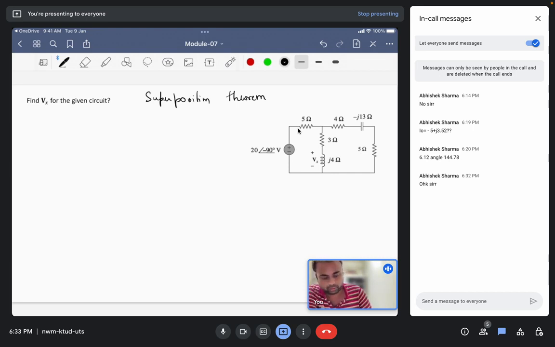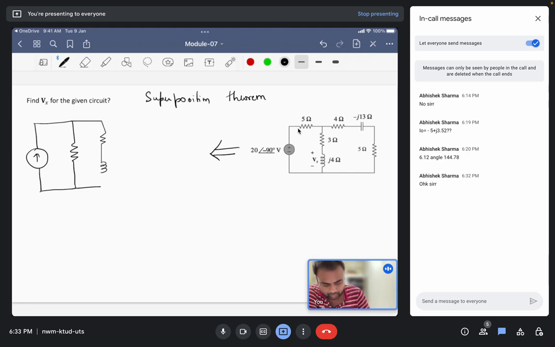So I will draw the equivalent circuit. So we'll have a current source here and the resistance will come in parallel and the rest of the circuit will remain same. So this, and there is an inductor, then there is a 4 ohm resistor or capacitor, and finally again 5 ohm minus J13 ohm, 4 ohm, 3 ohm, J4 ohm, 5 ohm.